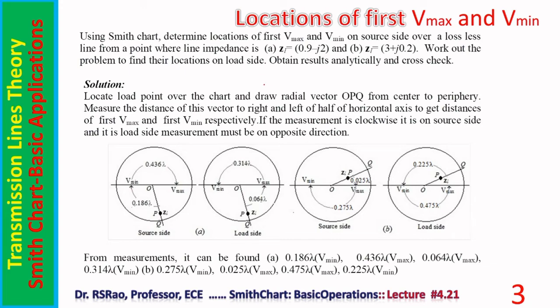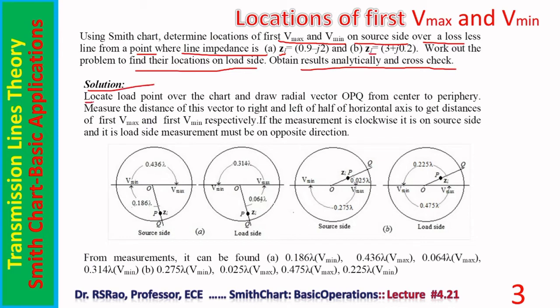We consider another problem. Using Smith chart, determine locations of first Vmax and Vmin on the source side over a lossless line from a point where line impedance is: A, ZL is 0.9 minus j2; B, ZL is 3 plus j0.2. Work out the problem to find their locations on load side. Obtain results analytically and cross-check. Here we are asked to determine locations of first Vmax and Vmin from source side, and impedances are given.